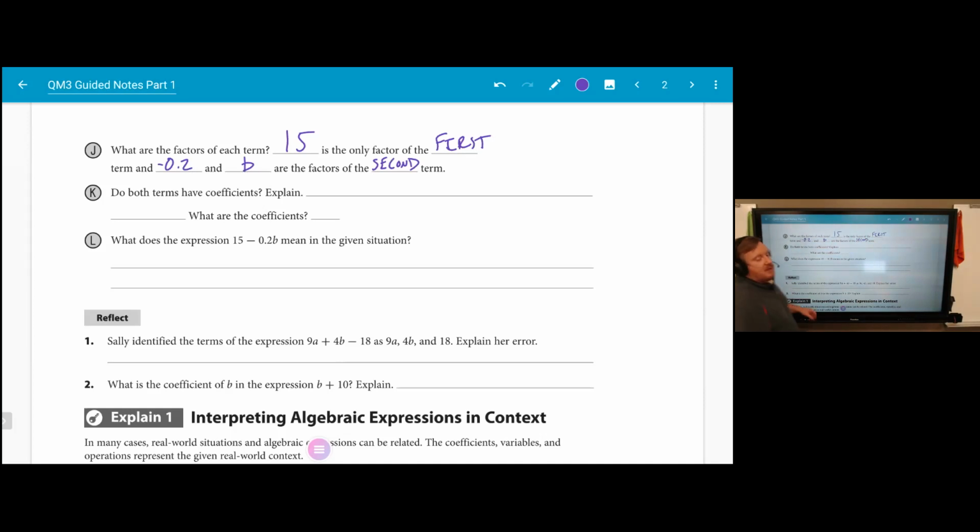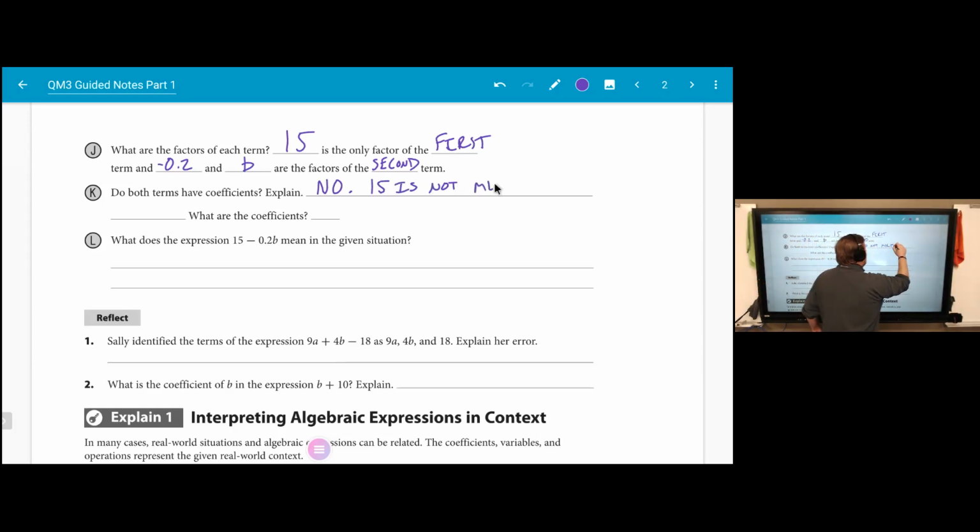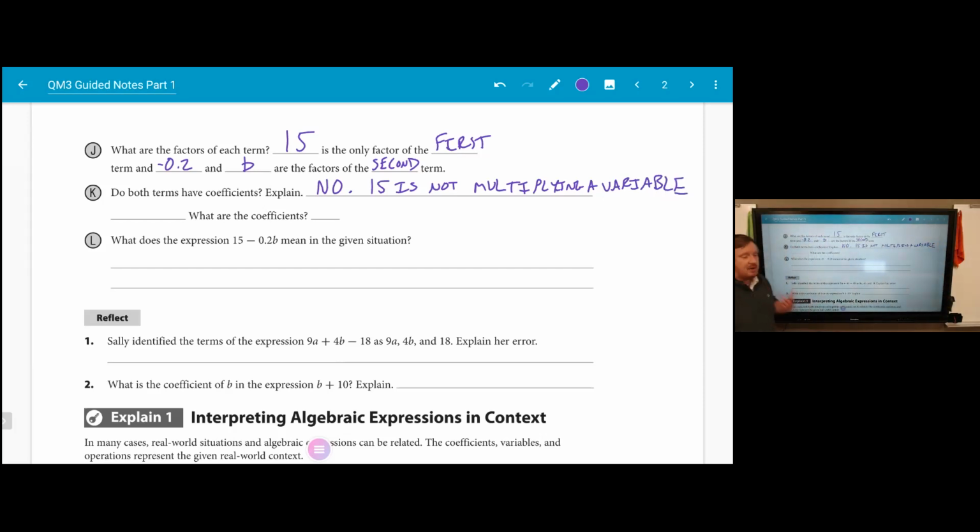Do both terms have coefficients? Is that 15 multiplying a variable? No, it's not. 15 is not multiplying a variable, but we do have a coefficient because we do have a value multiplying a variable, and that value is negative 2/10.